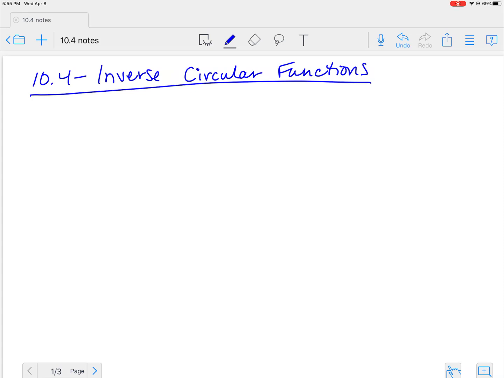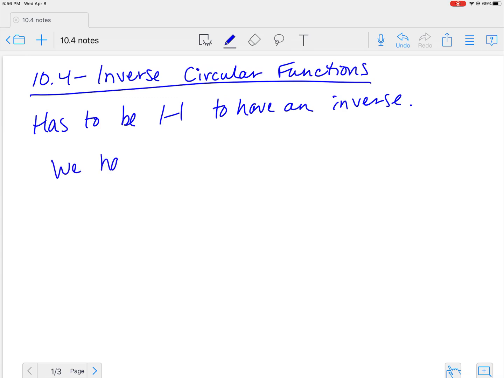Now we're going to narrow our output here a little bit because we really want to take a look at what these inverse trig actually have to be. Now keep in mind, anytime I talk about an inverse, my inverse has to be 1-to-1 in order to pull this off. So if I want my inverse to be 1-to-1 and I have a periodic function, well, let's write this down first. It has to be 1-to-1 to have an inverse.